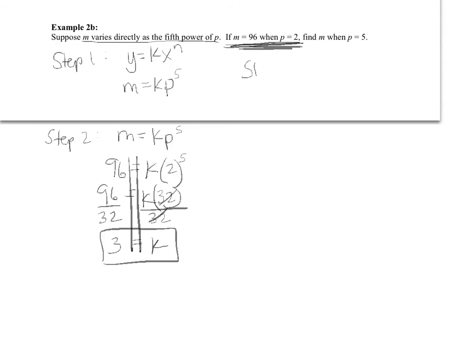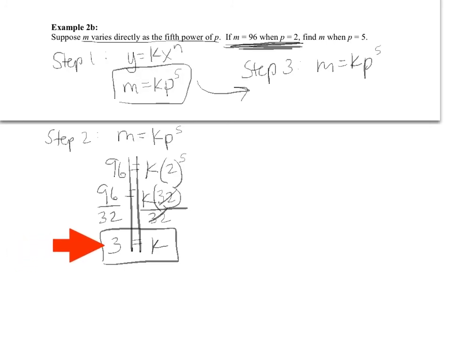Okay, step 3. Use the k value to write the variation function. I'm going to use that general equation that I wrote first and rewrite it again: m equals k times p to the 5th. But this time I'm going to plug in that k value I got down there in step 2. So m equals 3p to the 5th. That's using the k value to write the variation function.